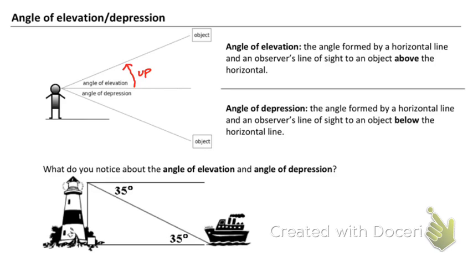Just changing the way we're looking, if I'm looking down, it becomes our angle of depression. So the angle of depression is always going to be the angle that goes down. An angle of depression is the angle formed by the horizontal line and an observer's line of sight to an object below the horizontal line. If you look at this picture down below, I have both an angle of elevation and an angle of depression listed here. This angle here, this 35 degrees on the bottom, is up. So it is our elevation.